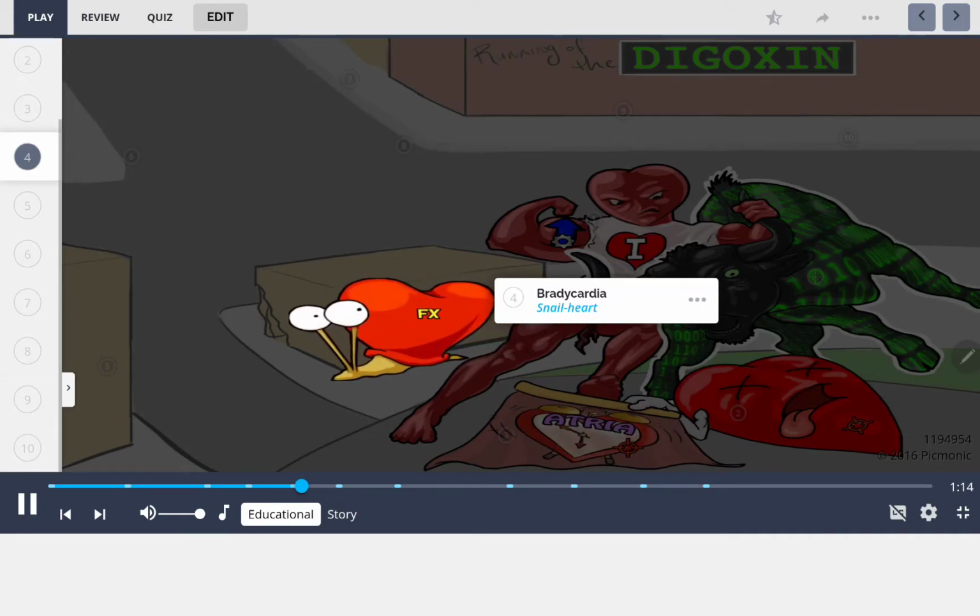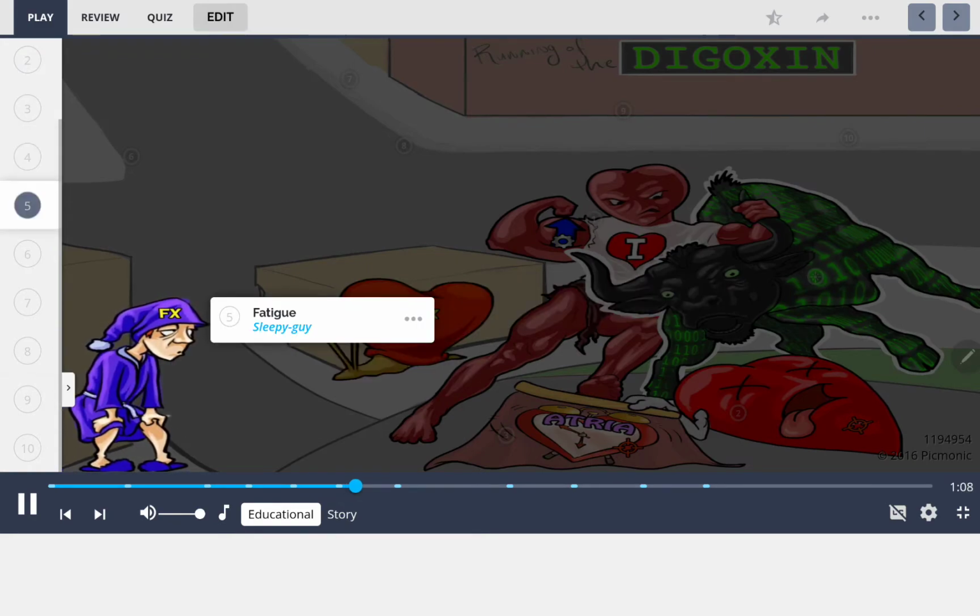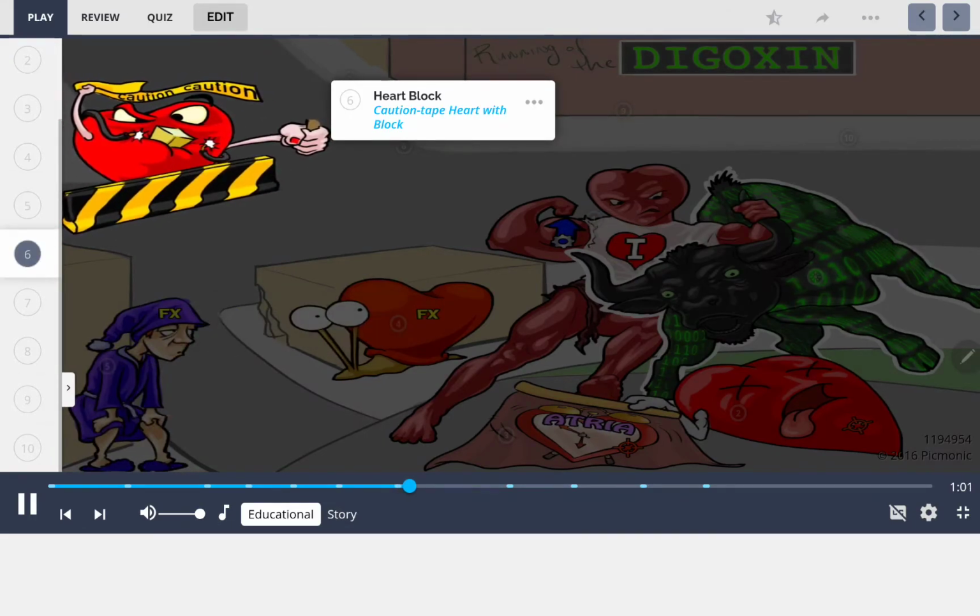A side effect of this medication is bradycardia, the snail heart who is coming out of hiding, while the sleepy guy leaning against a wall represents fatigue, another side effect, which may present with headache and malaise. Caution tape around the heart with block is shown because this drug is contraindicated in patients with heart block, where it can lead to lethal consequences.